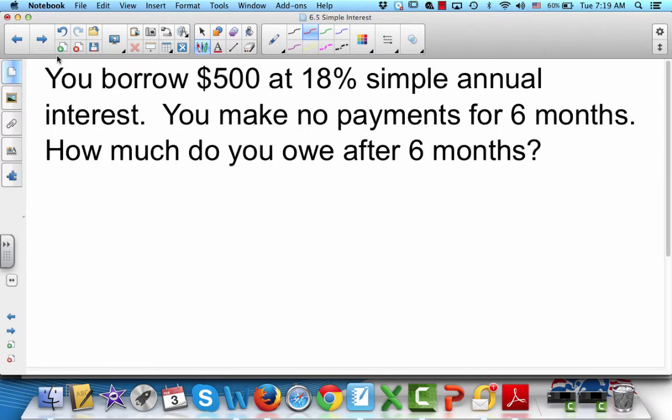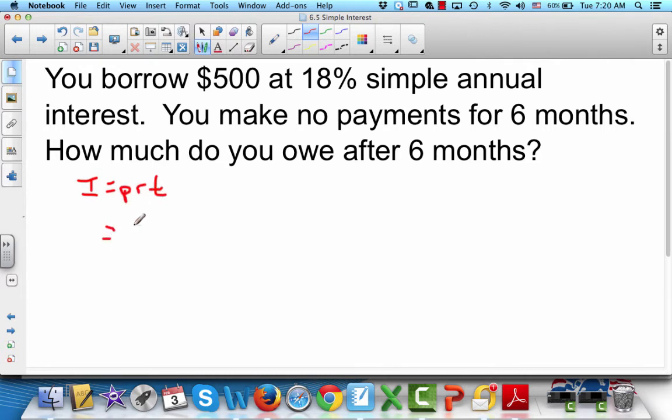All right, you borrow $500 at 18% simple annual interest, and you make no payments for 6 months. How much do you owe after 6 months? Okay, this is going to be a little bit trickier. It's interest equals principal times rate times time.